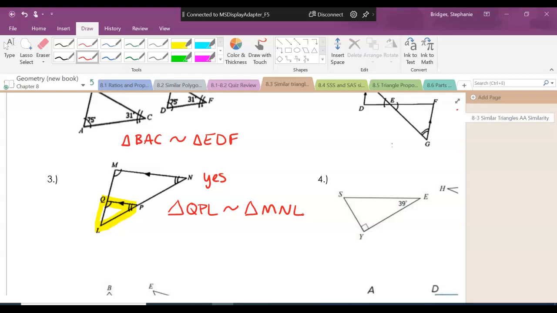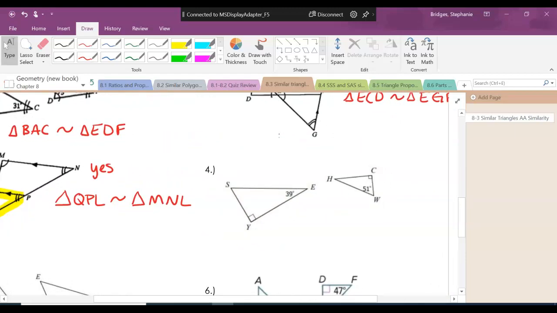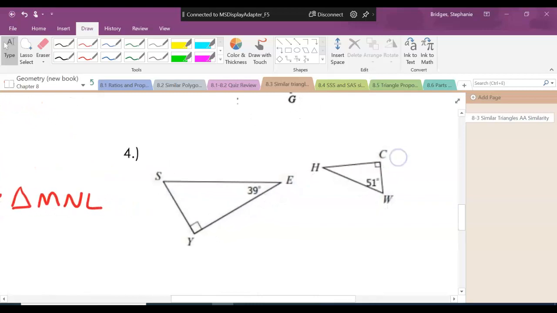All right, let's take a look at 4. Now I have angle S, I don't know. Angle Y, how many degrees is angle Y? 90. And then angle E is 39. In the other triangle, I don't know H. W is 51, and C is 90. So right now it doesn't look like I have 2 congruent angles, does it? Can we find the missing angles in each triangle?